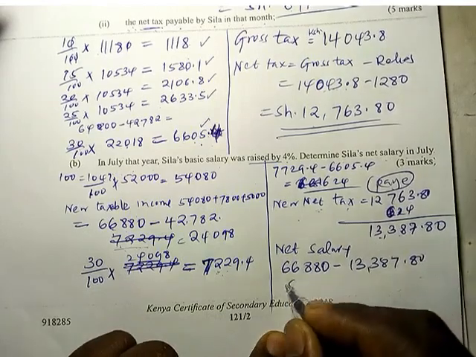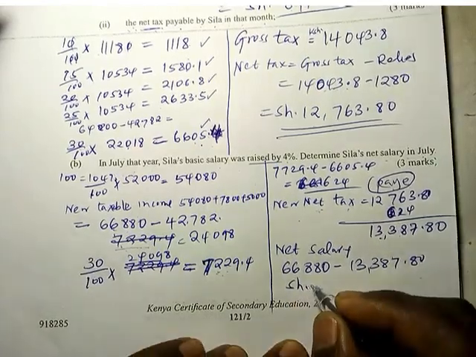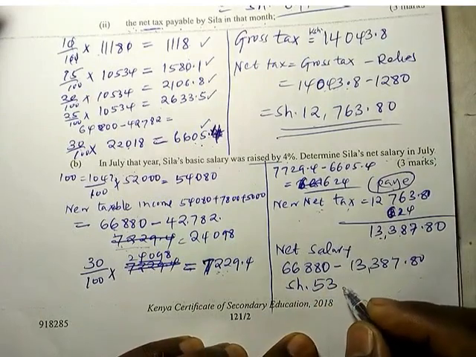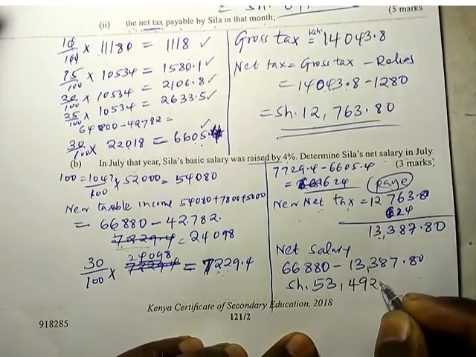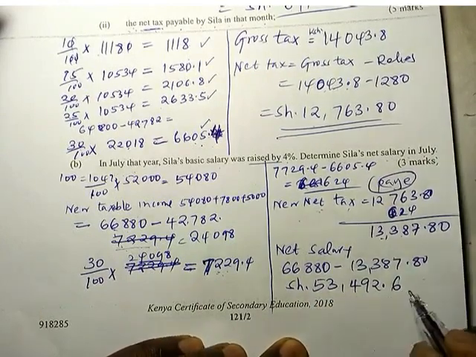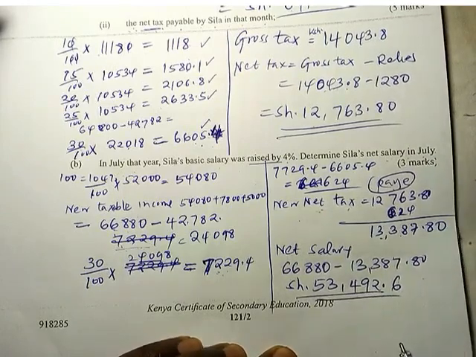1338.7.8. So the net salary will be Kenya shillings 53,492.6 shillings.